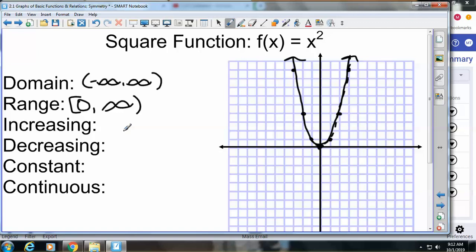Okay, increasing, decreasing, constant. Let's go left to right. What is this first section of my graph doing? Decreasing. We list the x values. So this side is coming from where? Negative infinity, comma, where does this stop decreasing? 0.